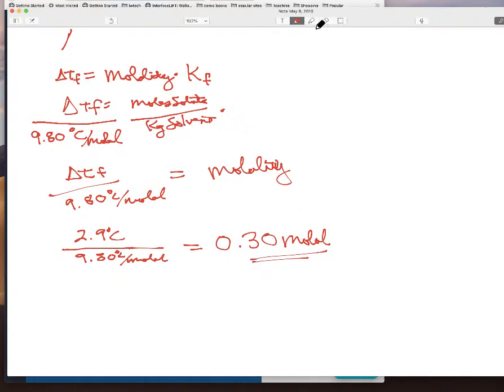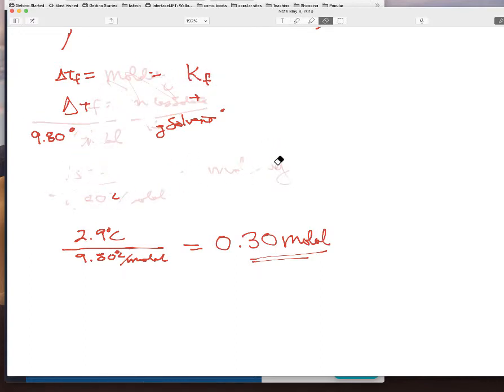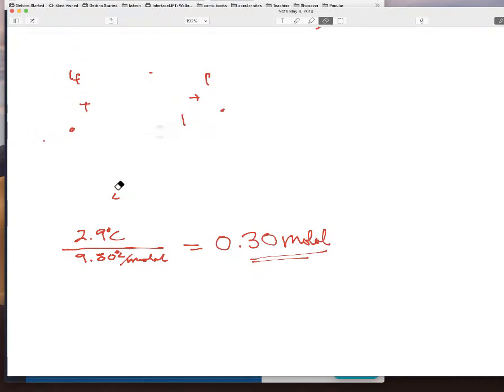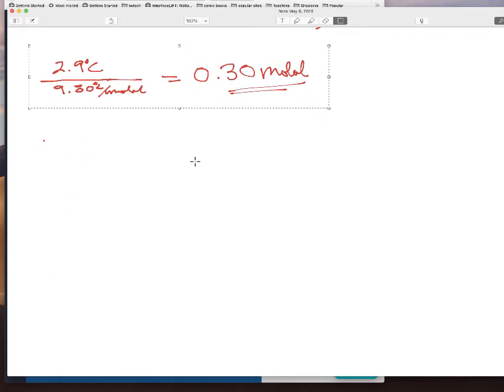So I'm going to go ahead and erase this stuff up here, and scoot that up so we can see it a little better. Okay, there we go. All right, sorry about that. So we've done that part. Then we need to calculate the moles of solute and then the molecular weight.